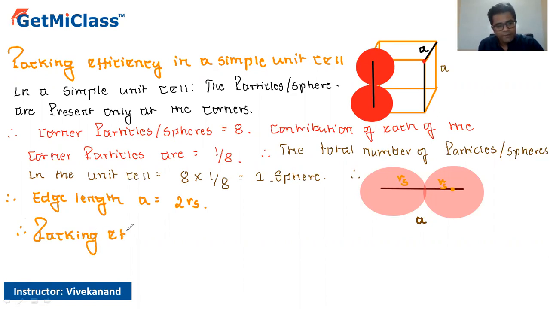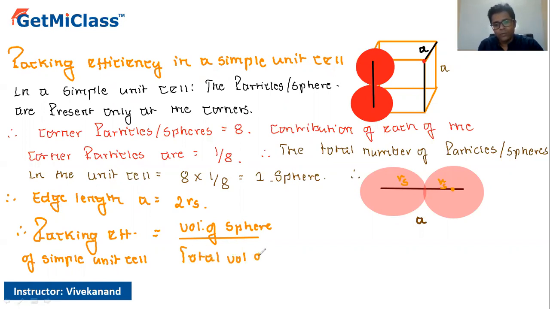Okay, the packing efficiency of a simple unit cell. So it is equal to the volume of the sphere divided by the total volume of the unit cell, into 100. Now, the volume of a sphere.